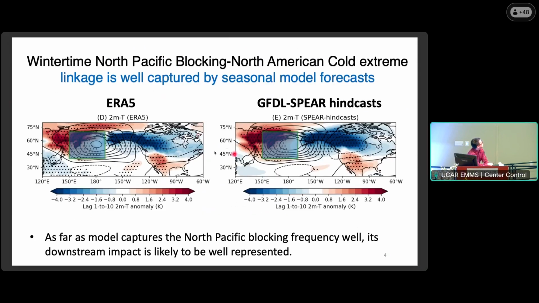So the right panel shows the same temperature composite from the GFDL SPEAR hindcast with no lead months. And we can see that the temperature anomalies associated with this North Pacific blocking are reproduced by the seasonal hindcast in an excellent quality. So the implication here is that as far as the model captures the North Pacific blocking frequency well, its downstream impact is also likely to be well represented in seasonal hindcast.